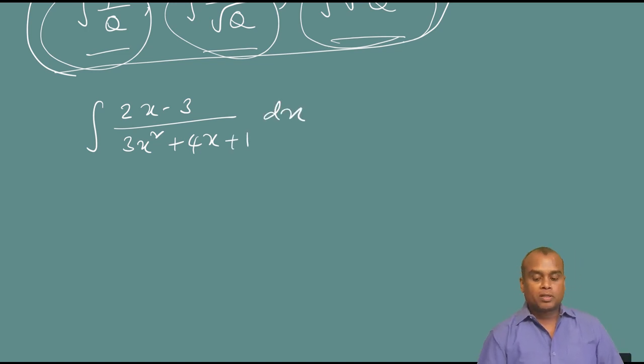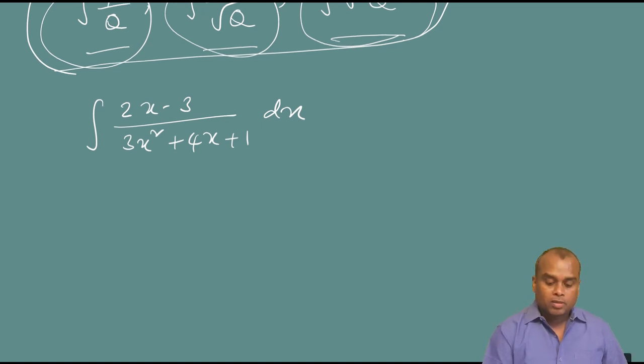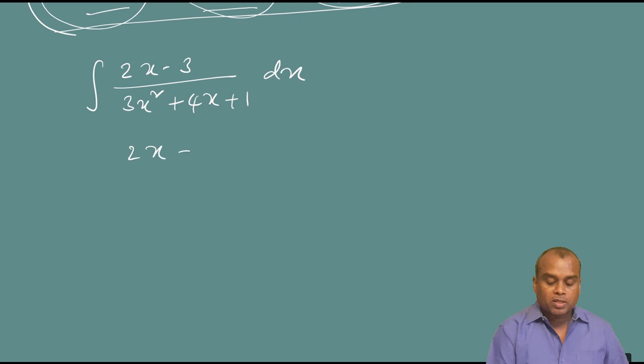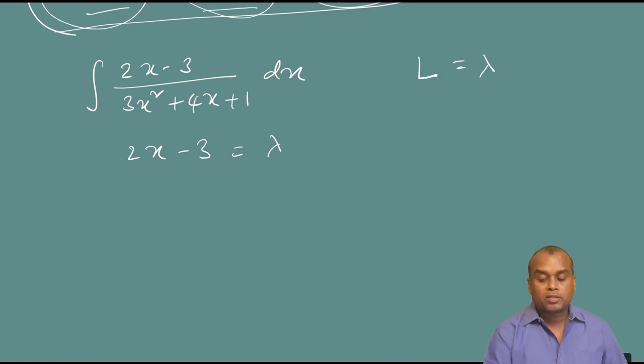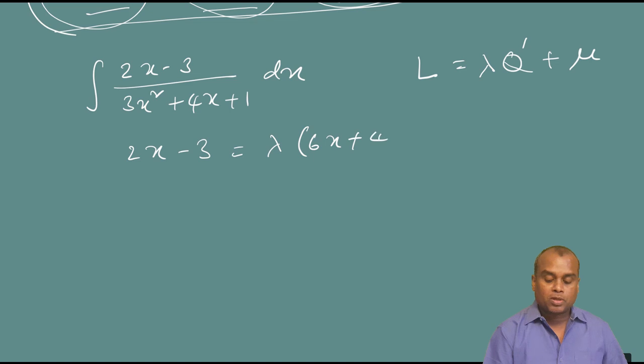Now how to evaluate this integral? As it is linear by quadratic, we are going to write the linear, that is 2x minus 3 here, as some constant into the derivative of the quadratic plus some other constant. Like that we are going to write. So it is lambda into the derivative of the quadratic, that is 6x plus 4, plus some constant, say mu.